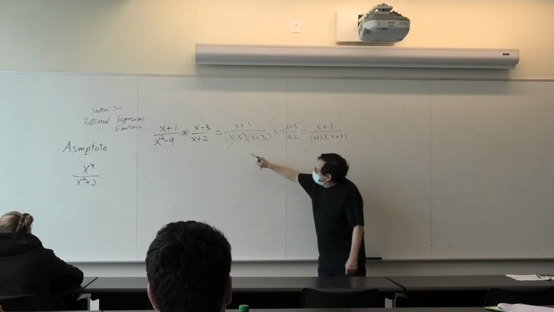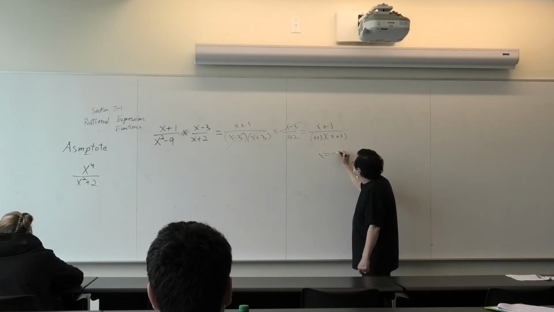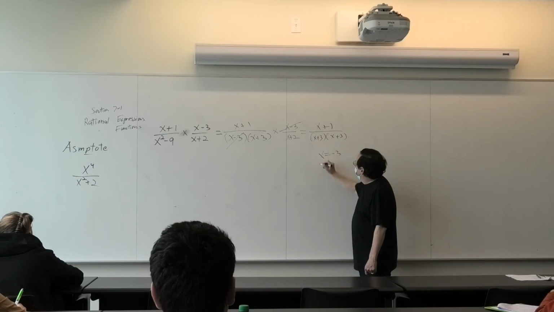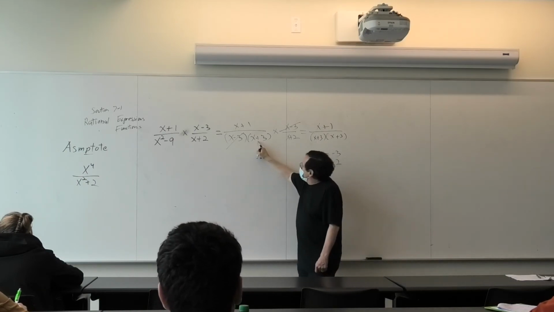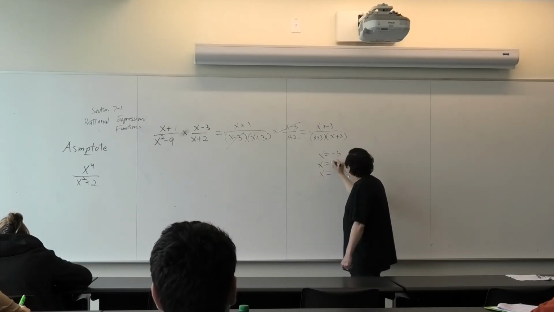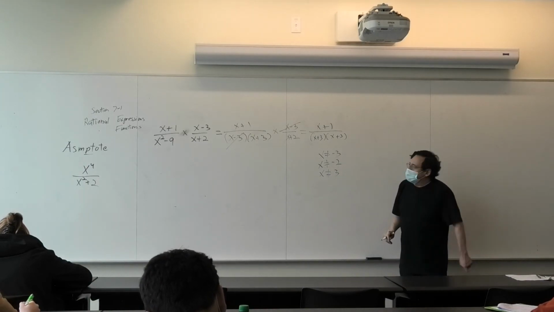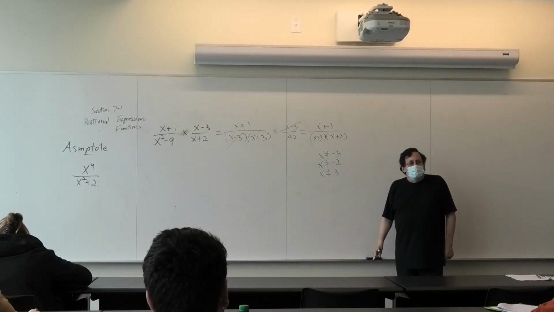Note, in the final expression, we know that x cannot be equal to minus 1, because that would be 0. x cannot be minus 2. But we can't forget that we got rid of this. It still can't be, these are knots, cannot be 3. Is everybody good with that?